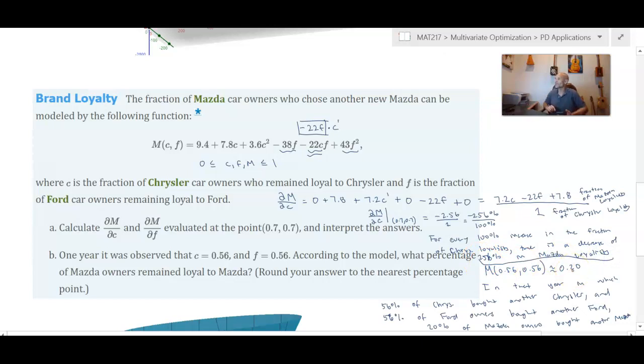Okay, so we might imagine this to mean that if you have a 100% increase, if the fraction of people who remain Chrysler loyalists doubles, then in that kind of year, we see a 256% decrease in the fraction of people who remain loyal to Mazda. So maybe part of that is because more people are becoming loyal to Chrysler, and so there's a big drop-off in the Mazda loyalty group.